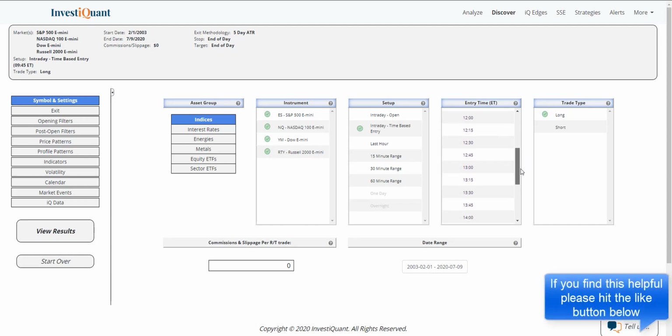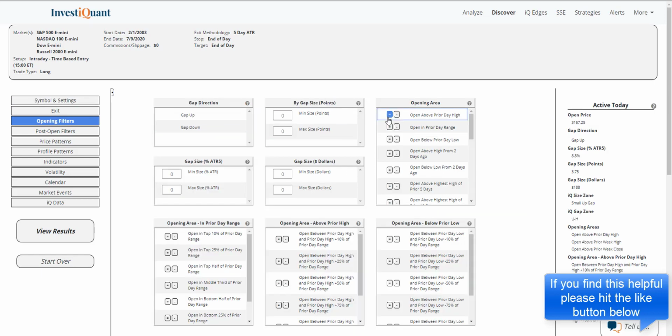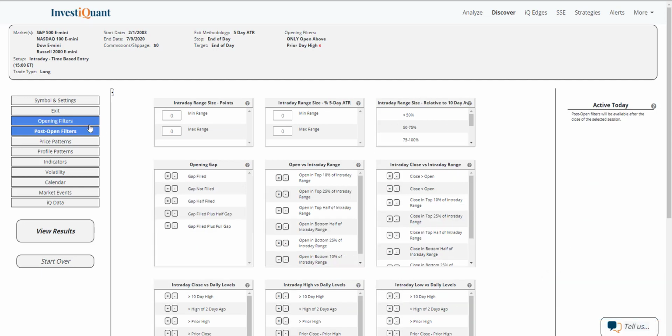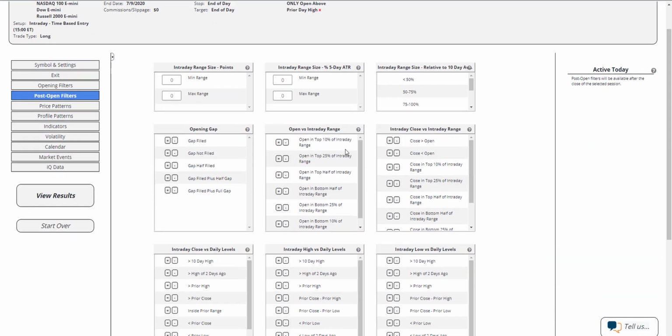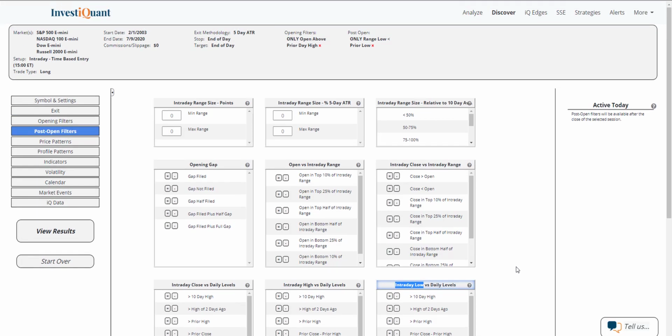And then let's use an intraday time-based entry of, we'll use 3 p.m. So we'll just be looking at the last hour and 15 minutes of trading. It'll exit at 4:15 p.m. Eastern time. The opening filter I'm going to use is we opened above the prior day high. So when I use that in combination with a post-open filter that says that the intraday low is less than the prior low down here, that'll give me the outside day pattern. So the range low being less than the prior low in combination with opening above the prior day high creates the outside day pattern.